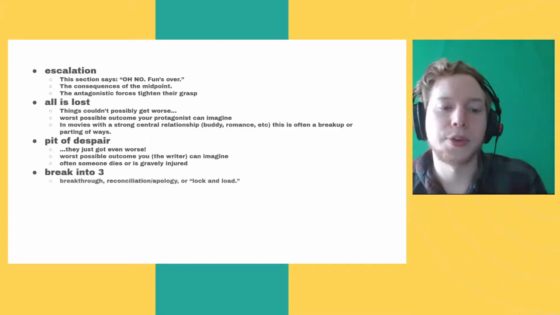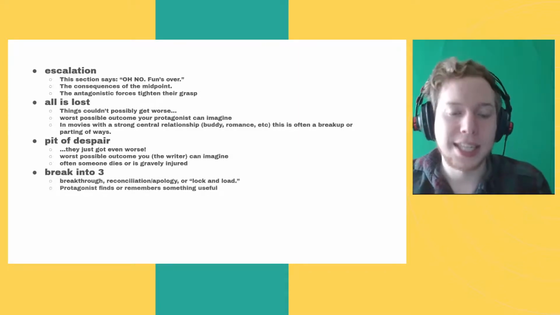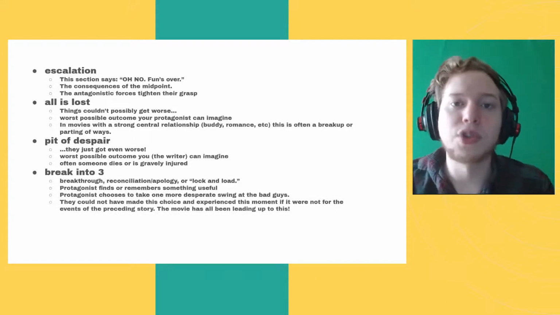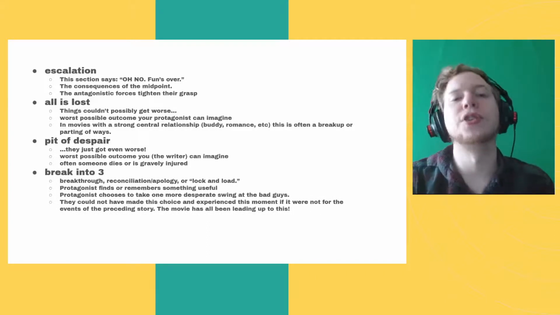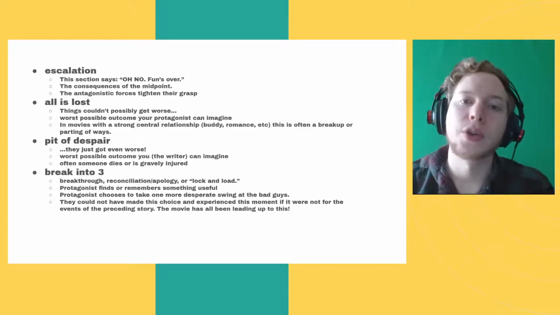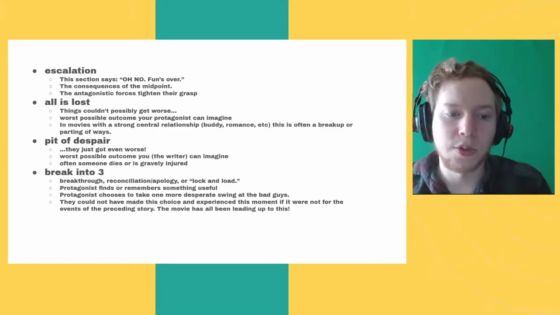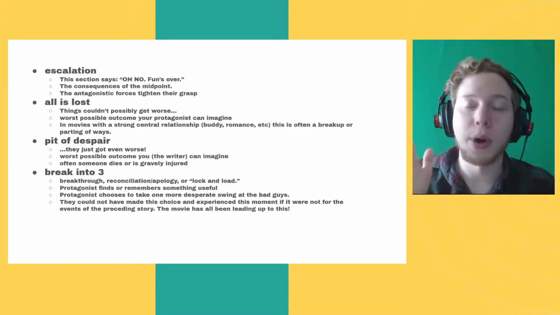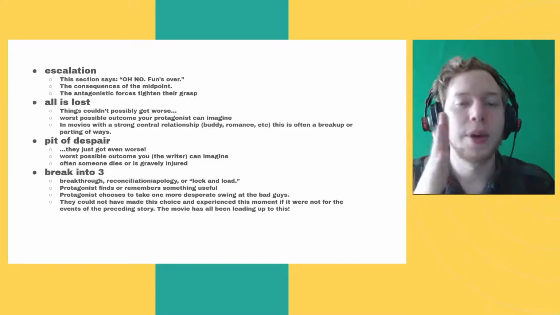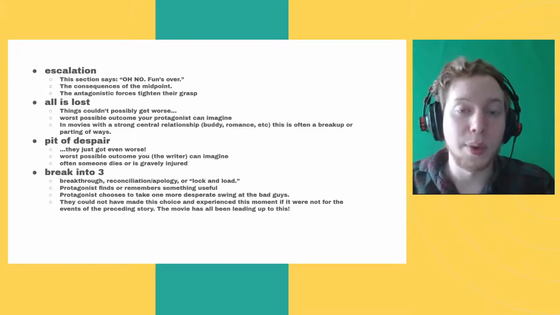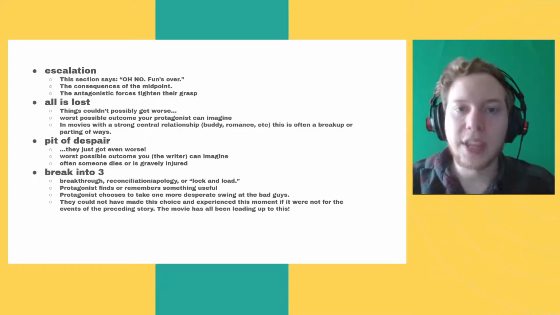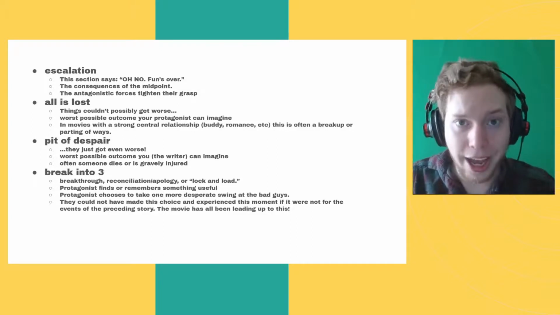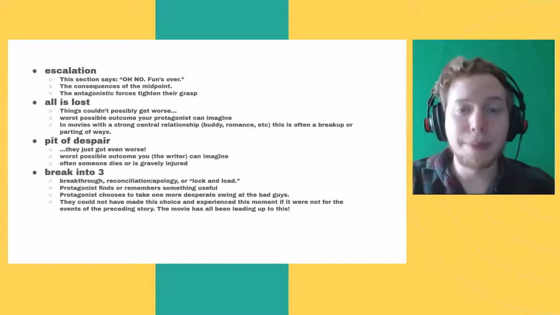Break into three is going to be a breakthrough, reconciliation, apology, or kind of a lock and load. The protagonist finds or remembers or realizes something useful that they've learned over the course of the story so far, and is going to choose to take one more desperate swing at the bad guys. This is going to be like that one clue that we now remember. We now see how it connects with whatever the other clues are that we've learned so far, and it allows the characters to realize, oh crap, I know where the kidnapper is. He's at the aquarium. So now we have to rush there and go get him.